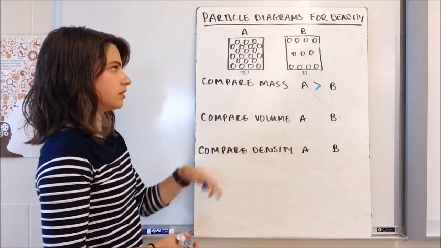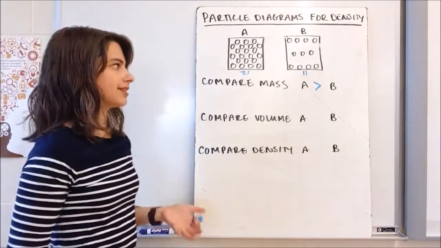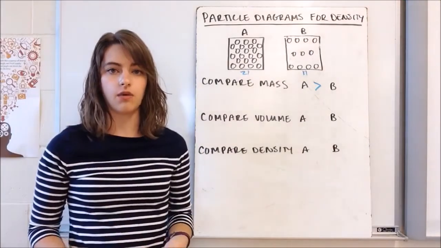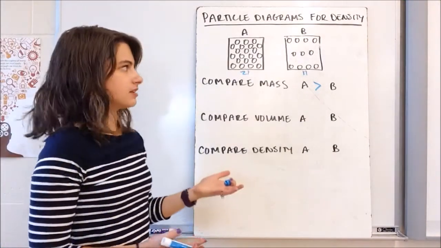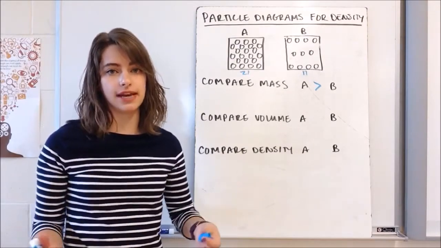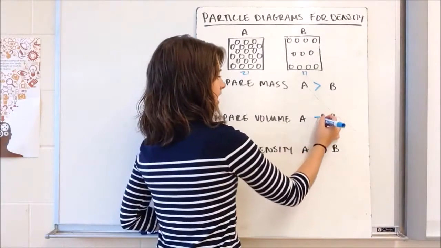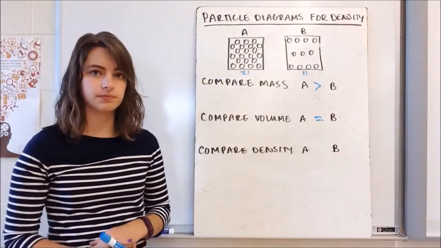So let's compare the volume of these two. Volume is the amount of space it occupies, so we're looking at the size of the boxes. What do we know about the size of the boxes? Well, without getting a ruler out to actually measure the dimensions, those boxes look to be about the same size. So we're going to say they have equal volume.